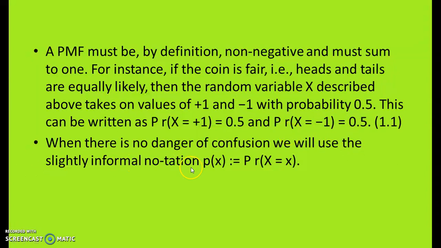When there is no danger of confusion, we'll use the slightly informal notation P(x). So what I'm writing here is P(x) = Pr(X = x), where the small x denotes the number.